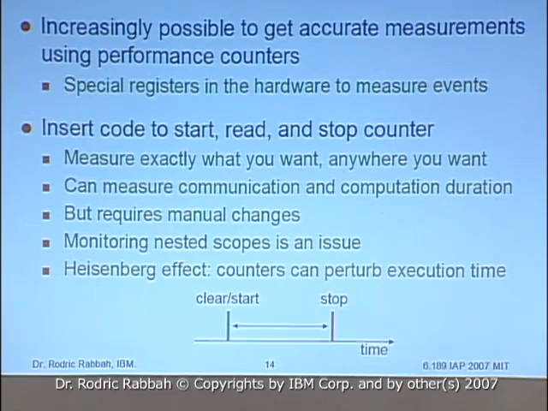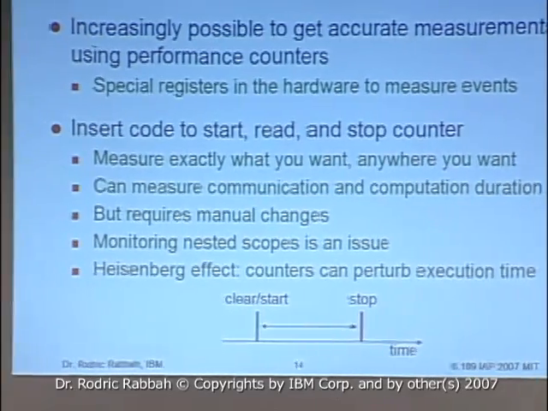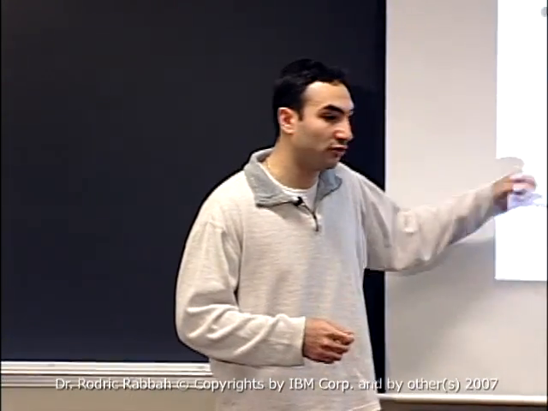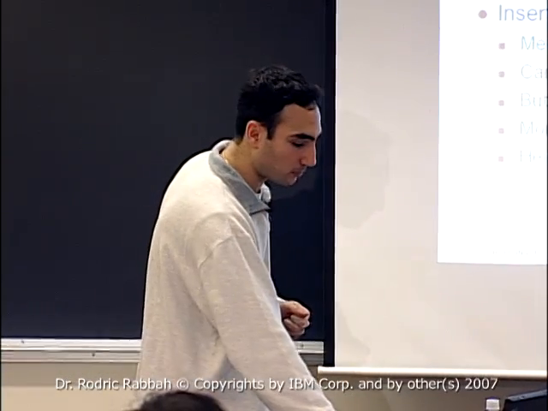But this really requires manual changes to your code, right? You have to go in there and insert the timers. You have to have maybe an idea of where the problem is. And you have the Heisenberg effect. You know, if you have a loop and you want to measure code within the loop because you have a nested loop inside of that, then now you're affecting the performance of the outer loop. That can be problematic, right? So the Heisenberg effect says you can't really make an accurate measurement on the thing you're inspecting.